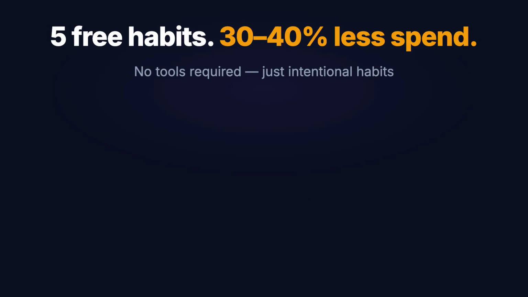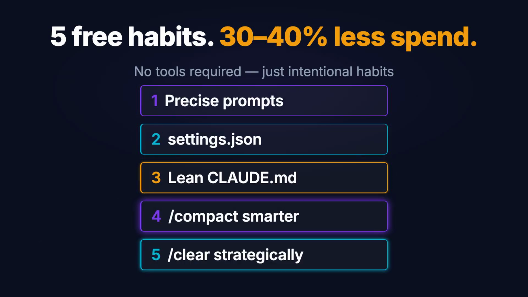There are 5 free habits that together can cut your token consumption by 30 to 40%. No paid tools, no plugins, just smarter usage.